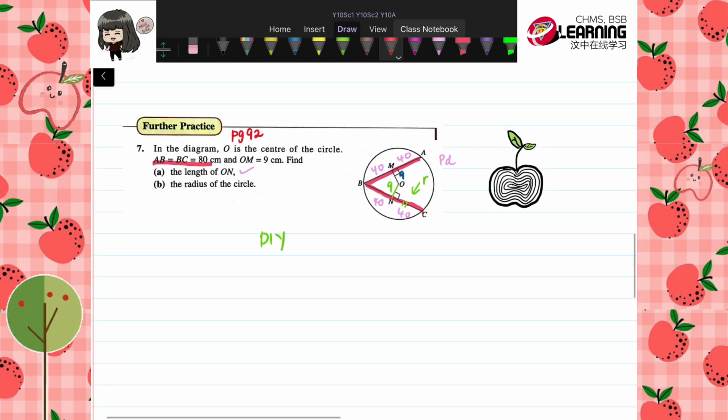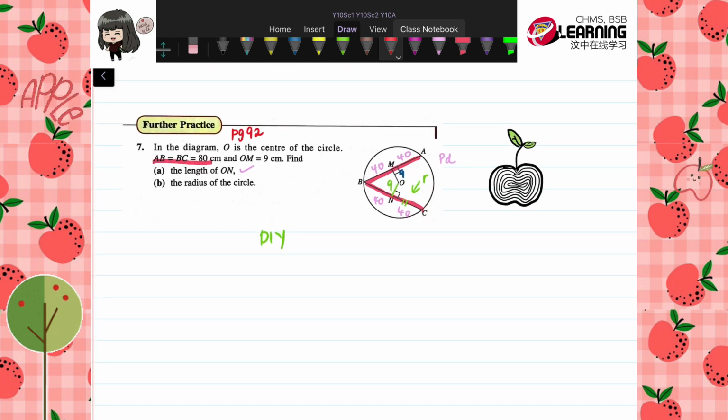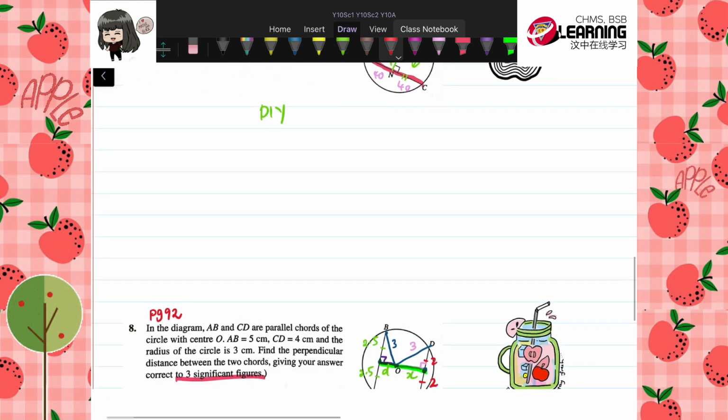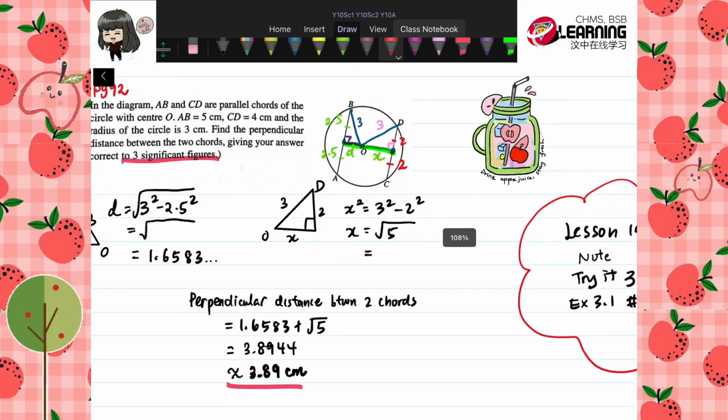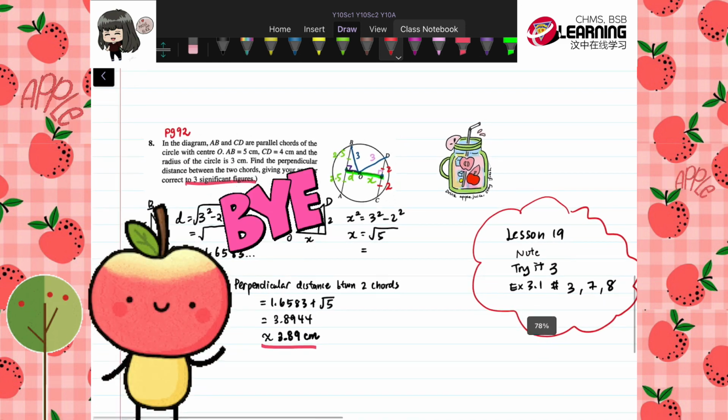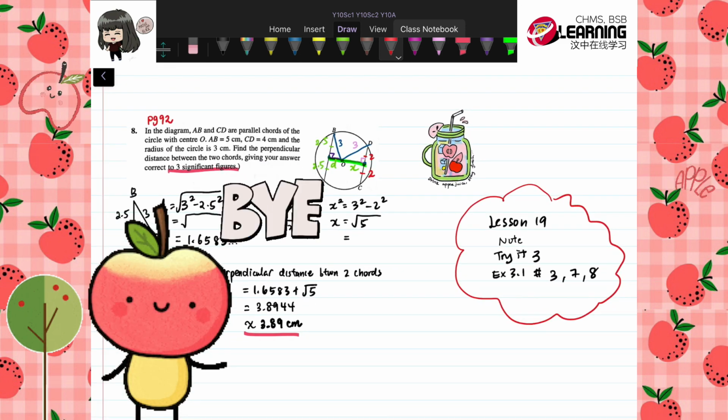Number 7, you can draw only the circles and also A and B. The full questions, no need to draw, no need to write down. Number 8 is also the same, you just need to draw the circle and find out the answer. You can try it on your own again, one more time for yourself.